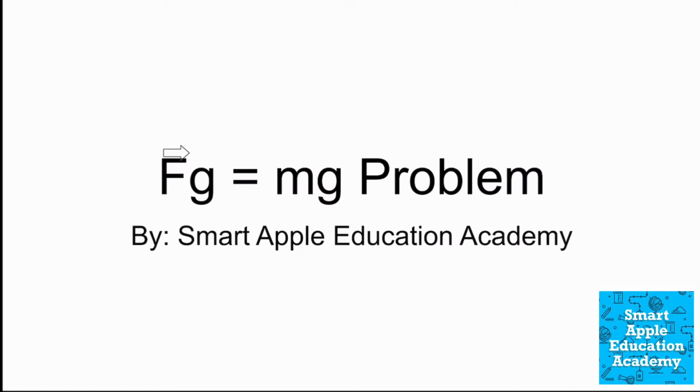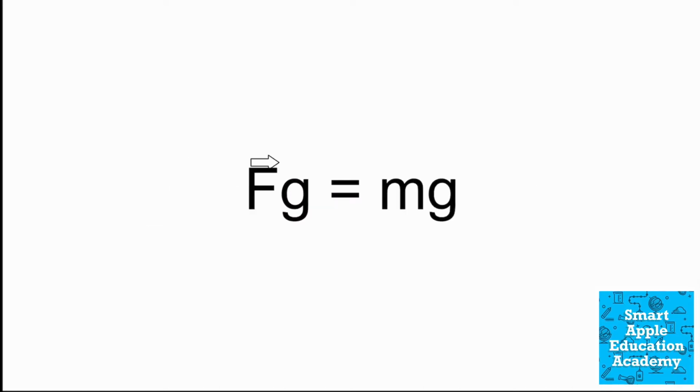Now, let's get started. So what is Fg equals mg? Fg equals mg is a formula used in physics when dealing with gravitational force, mass, things like that. The Fg in Fg equals mg refers to the gravitational force or the force of gravity. The m refers to the mass of an object, and the g refers to the gravitational field strength.